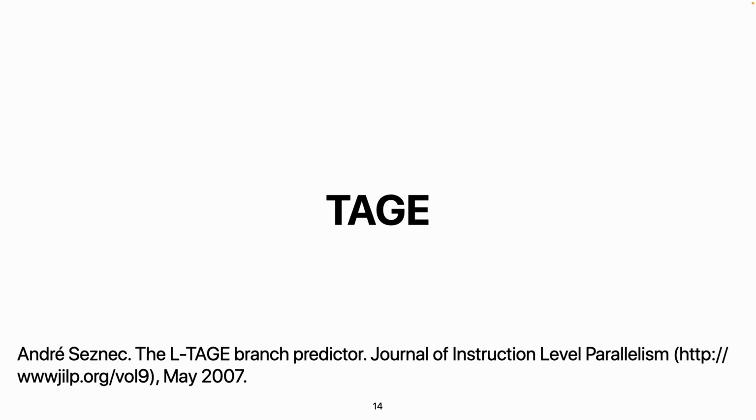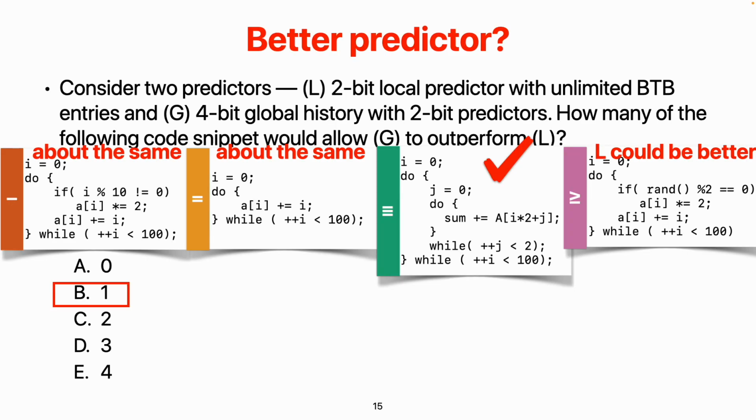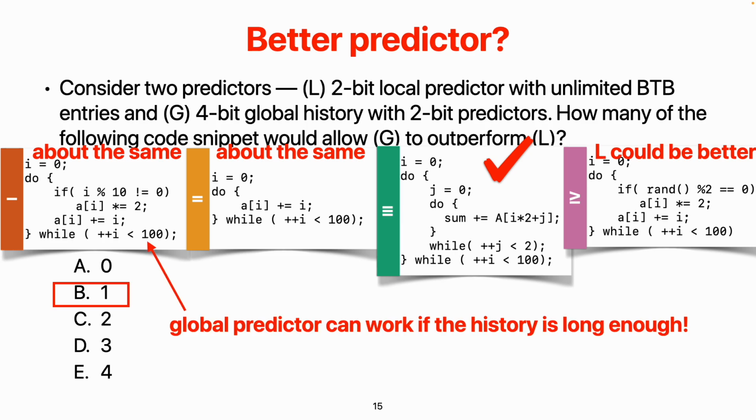And the other type of predictor is called TAGE. The TAGE predictor comes from the fact that, if you take a look at our predictors, a global predictor in general is a good idea. However, it has a limitation if the history isn't long enough. However, there are also cases where the global predictor won't make a good prediction if the history is too long, because whenever you have a longer history, you are more likely to get noise in some sense.